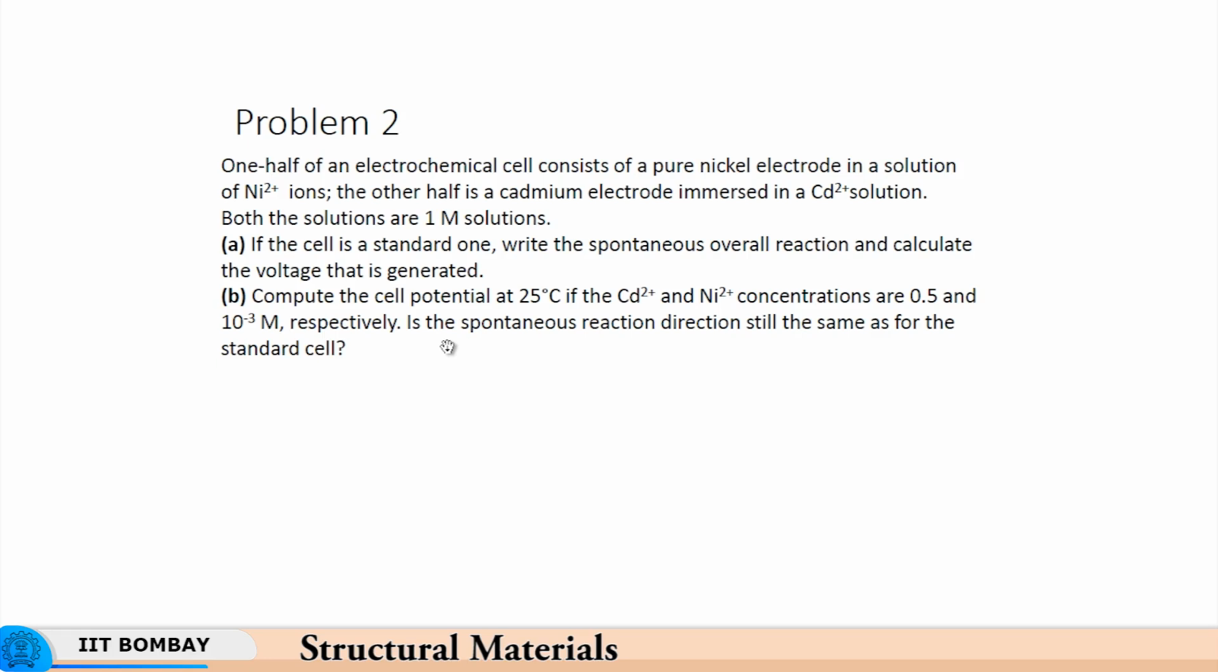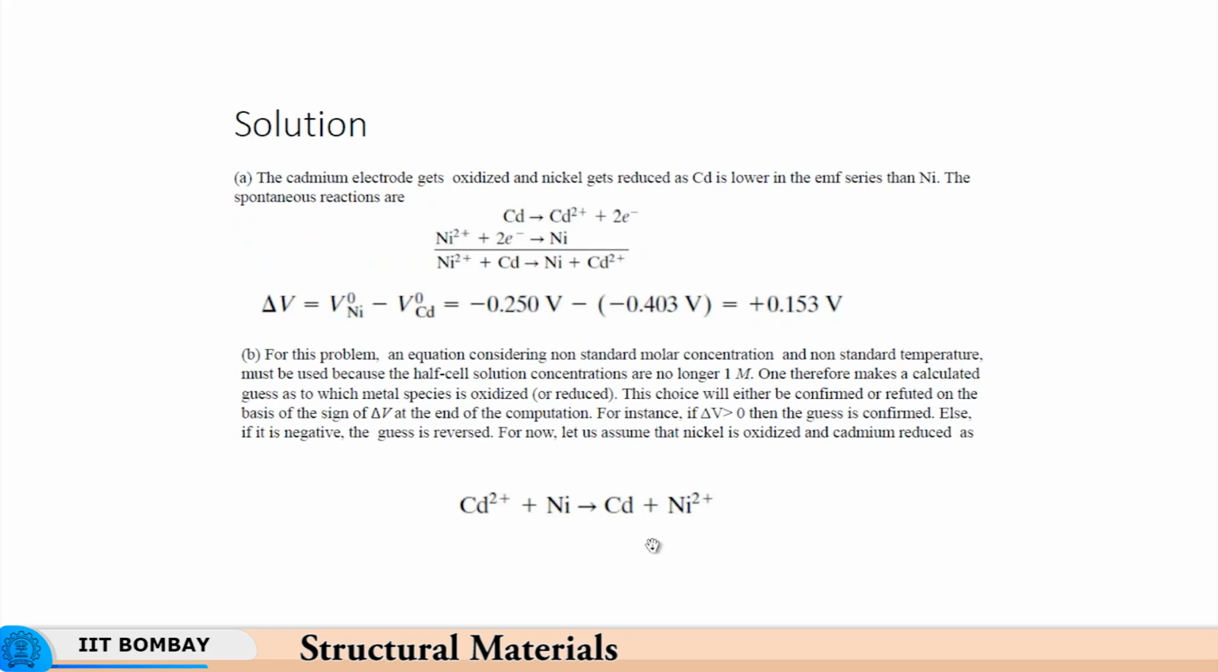So, now the question is, is the spontaneous reaction direction still the same as for the standard cell? So, we need to find out whether what was getting oxidized earlier continues to get oxidized or not. That is the question here, because when these concentrations change, then it is possible that what was an anode earlier can become a cathode, what was getting reduced earlier gets oxidized, and vice versa. So, let us see how it works out.